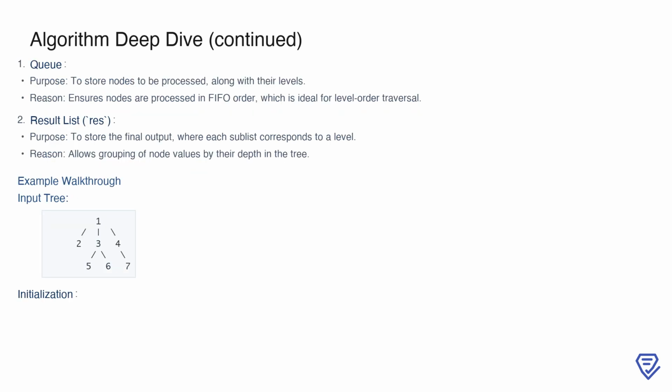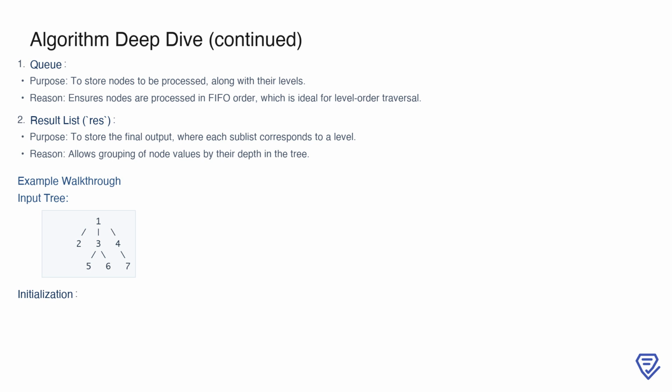The two primary data structures used in this algorithm are the queue and the result list. The queue is the backbone of the level-order traversal, ensuring that nodes are processed in a first-in first-out order. This ordering is essential for maintaining the proper sequence of nodes at each depth. The result list, res, is used to store the final output, with each sublist corresponding to a specific level of the tree. By grouping node values by their depth, the result list captures the hierarchical structure of the tree.